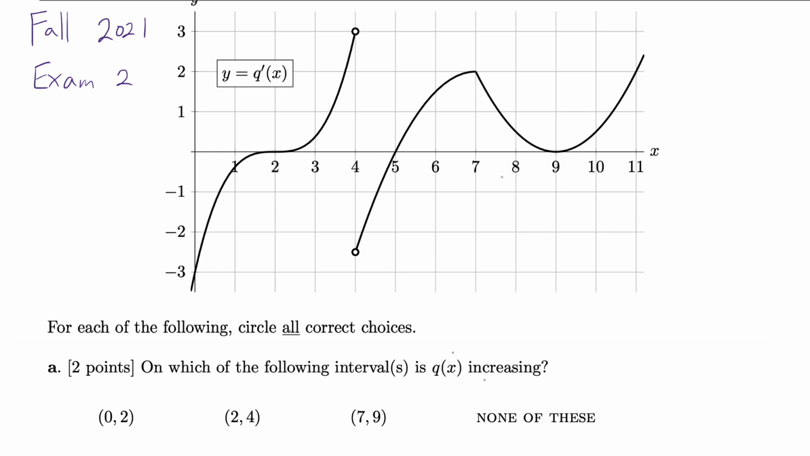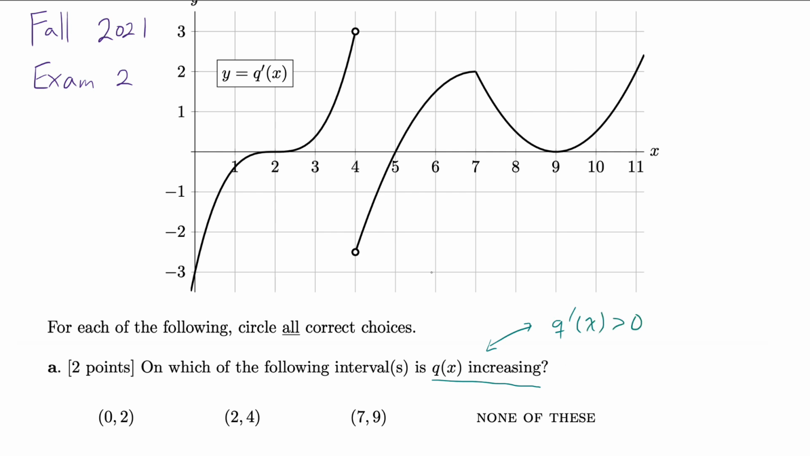Alright, so how do you actually do this question? Well, you want some kind of connection between q of x increasing and q prime of x, because all the information we're given here is about q prime, so we need to draw some connection between q of x increasing and q prime of x, and this is hopefully something you remember. Q of x increasing, you can think of it as corresponding to q prime of x being greater than 0.